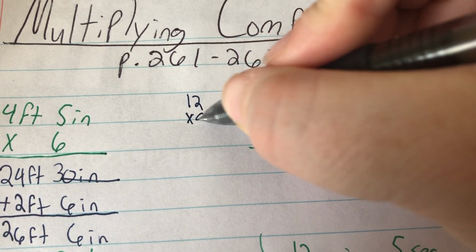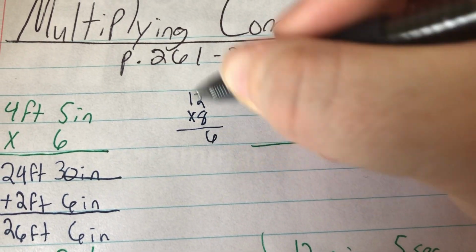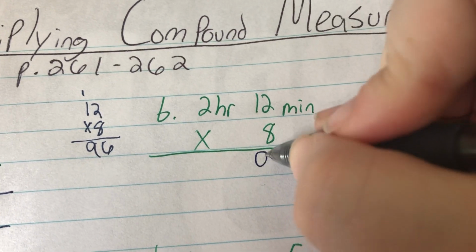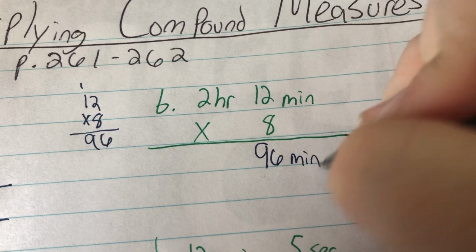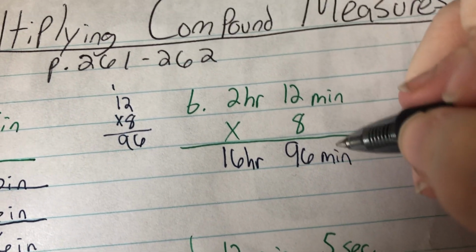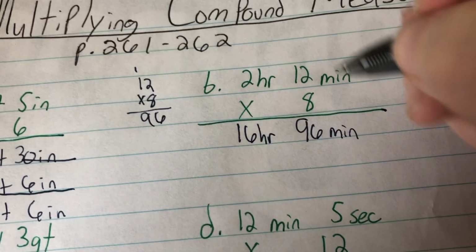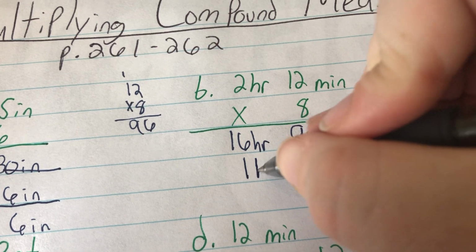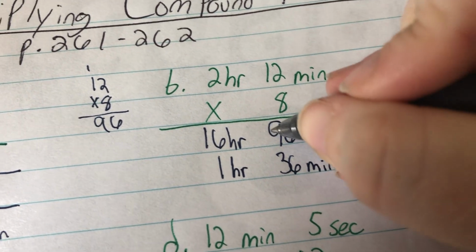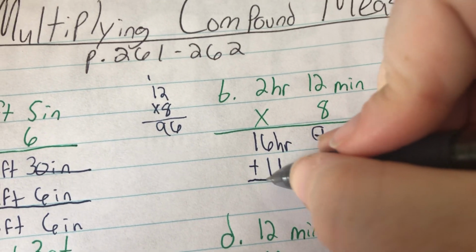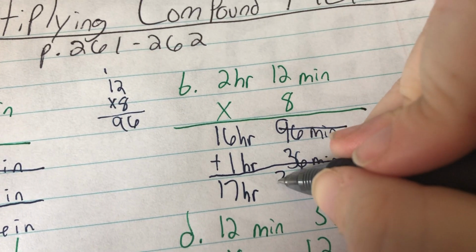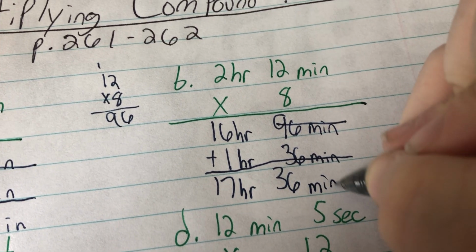Okay, B, 2 hours and 12 minutes times 8. 12 times 8. 8 times 2 is 16. 8 times 1 is 8, 9. So it's going to be 96 minutes. 8 times 2 is 16 hours. We know that 1 hour is 60 minutes, so we can add an hour over here. We'd have 36 minutes left over. Add that together. 17 hours and 36 minutes.